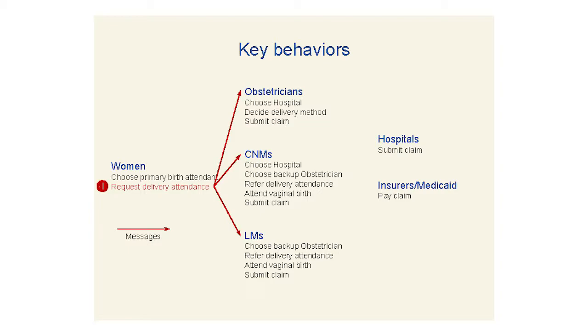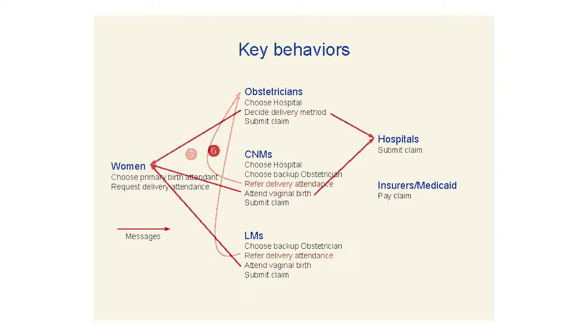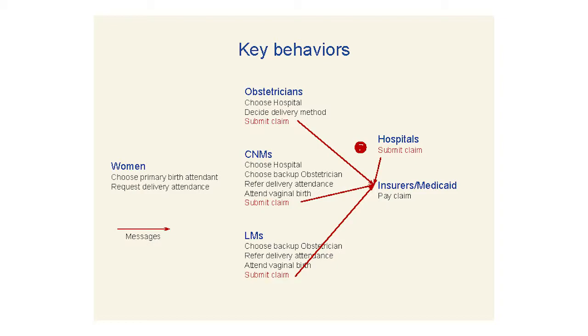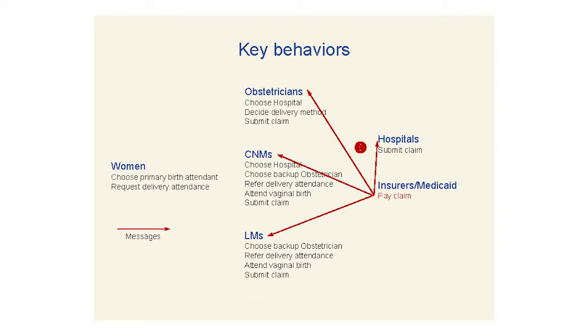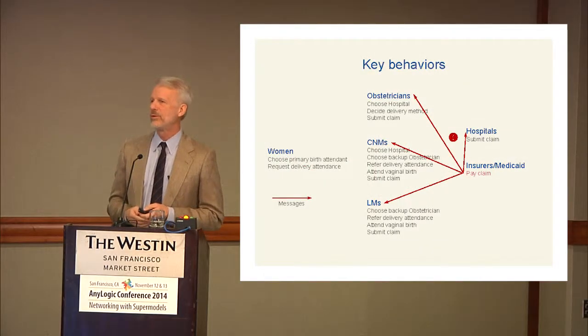And all of this is done by message passing within AnyLogic. So the mothers actually pass messages to the obstetricians. If there are referrals, the midwives pass messages to the obstetricians. Once the birth has happened, the clinicians pass these messages to hospitals and to the women, actually letting them know what kind of birth they had. And then you've got payment. You've got claims that are submitted to the insurance companies, and you've got payment going back. So lots of behaviors happening in this model. And they're very robust behaviors.